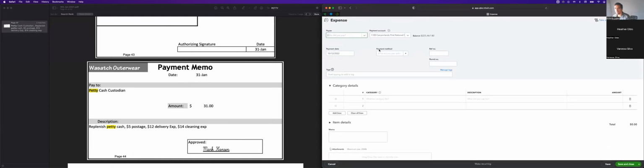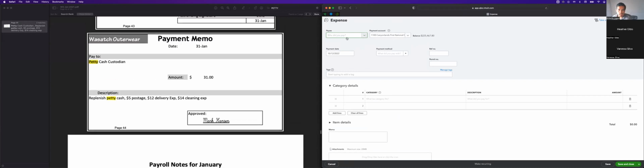If you do an expense, it's going to come out of your cash account. Okay. And then you can do payee. You can just leave it blank if you want, or you can add new and say petty cash. Payment method, you can say cash. Add additional stuff, but category, put postage.